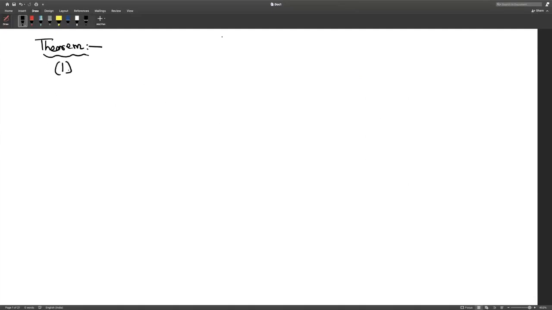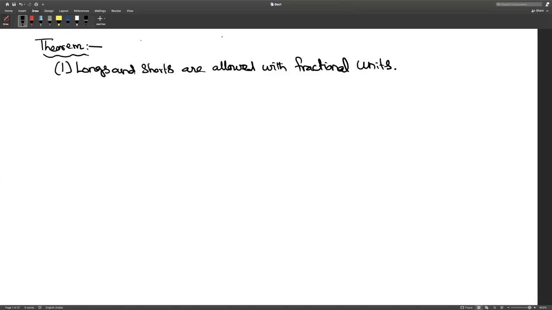The first hypothesis says that the market allows long and short trades with fractional units. It means you can buy, say, half a share of a stock, or you can short half a share of a stock, and so on. See, this is just a theoretical assumption. Second is the market doesn't allow arbitrage. So these are the two hypotheses.